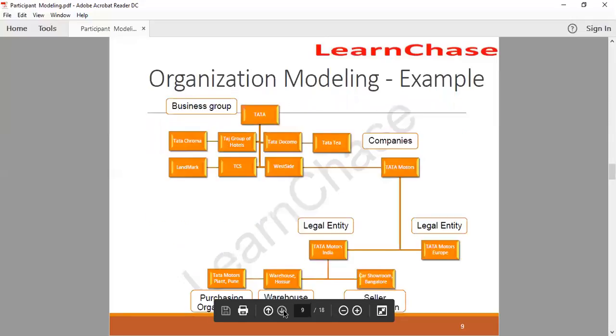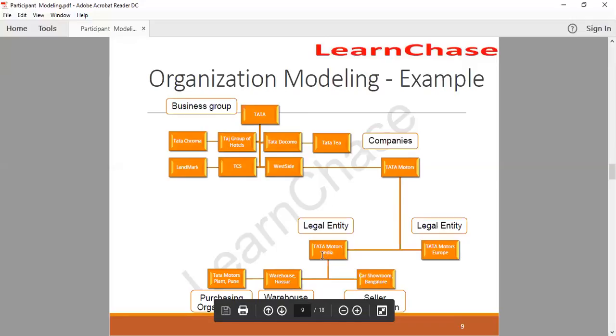So look at this. The business group could be called Tata Group or Birla. Now Tata has so many units under it. These units are defined as companies. So we have Tata Chrome, then Tata Group of Hotels, Docomo, Tata Tea, and so on. Each one of them has also different units, there are so many of them. So we have TCS, then website, Tata Motors, and so on. Now under Tata Motors, we have Tata Motors India and Tata Motors Europe. These are called legal entities.